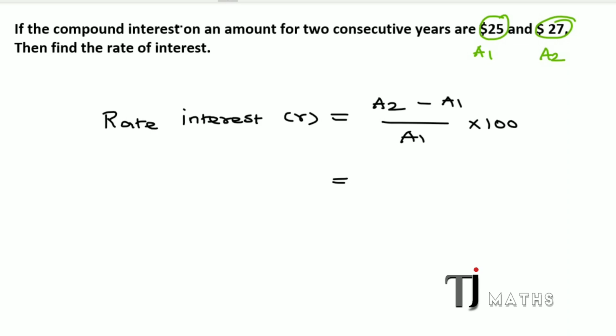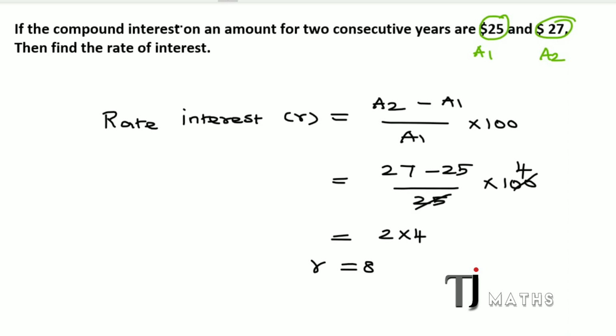A2 be the second year compounded interest amount, which is $27. These are all the values substituted in the formula. We get (27 minus 25) divided by 25, times 100. Minimize these values. We get 2 times 4, which is 8. Therefore, the rate of interest is 8%.